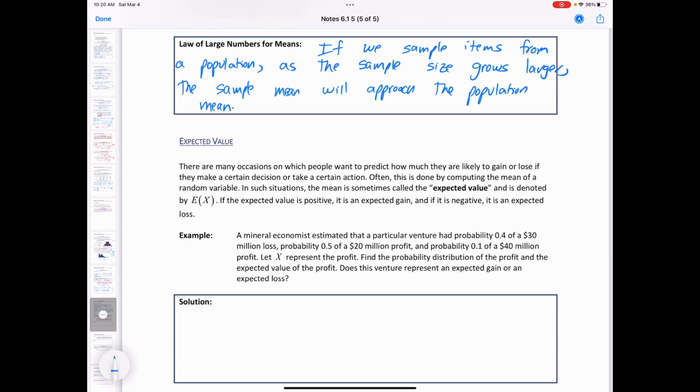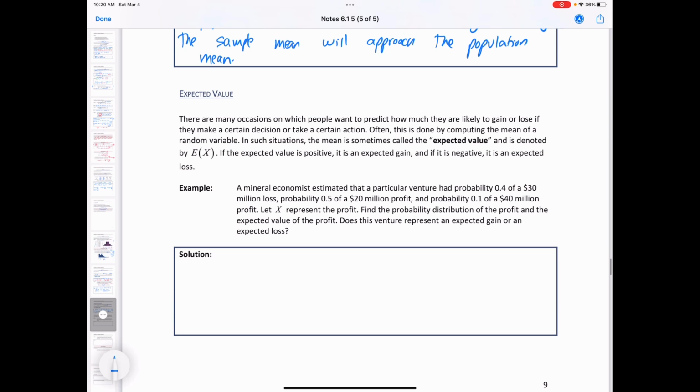This next problem, it says there are many occasions in which people want to predict how much they're likely to gain or lose if they make certain decisions or take certain actions, like the stocks. Often this is done by computing the mean of a random variable. In such situations, the mean is sometimes called the expected value and is denoted by E of x. We've already talked about it. If the expected value is positive, it's a gain. If it's negative, it's a loss. If it's zero, you're going to break even.